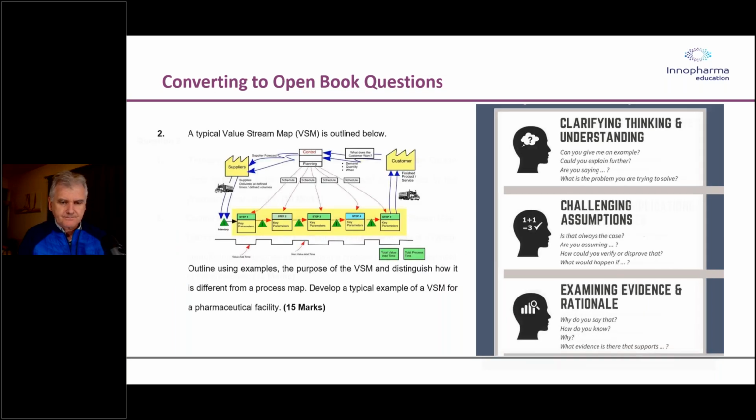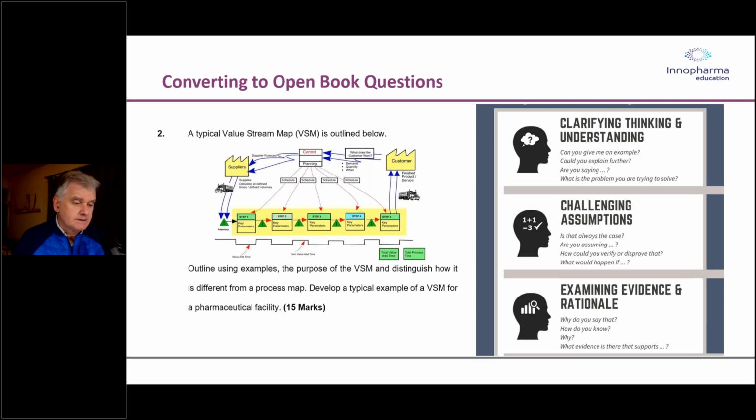Let's try another one here. And again, hopefully this process makes sense. This is a typical question that I've asked in one of the previous years. Typical value stream is outlined below. So this is very much like an open book exam already. I'm telling you, this is what a value stream map is. So outline using examples the purpose of a value stream map and distinguish how it's different from a process map, and develop a typical example of a value stream map for a pharmaceutical facility.